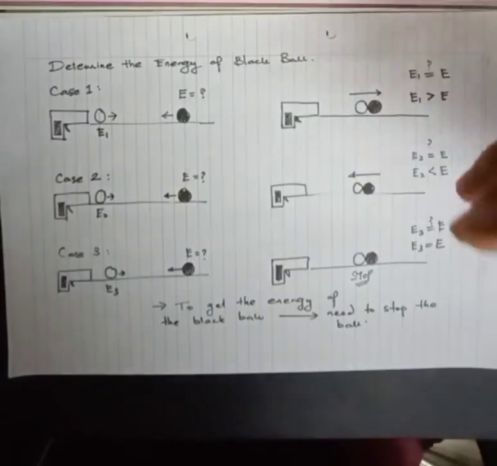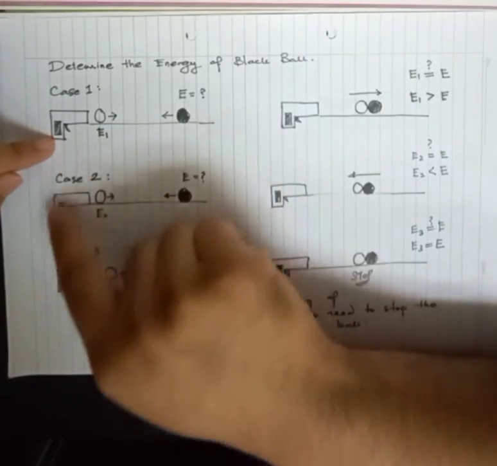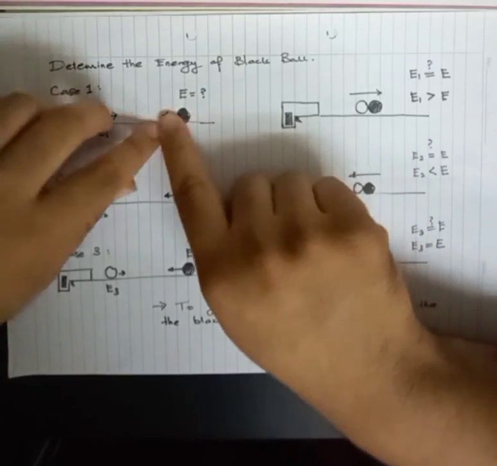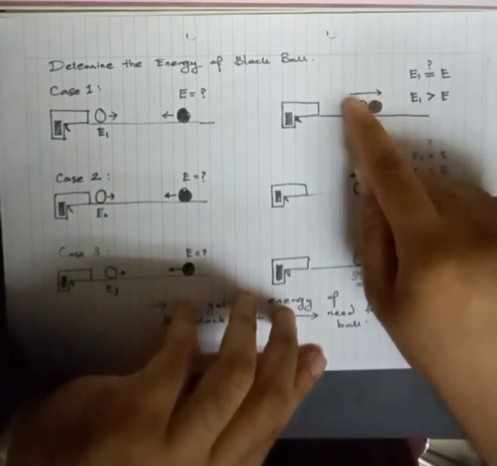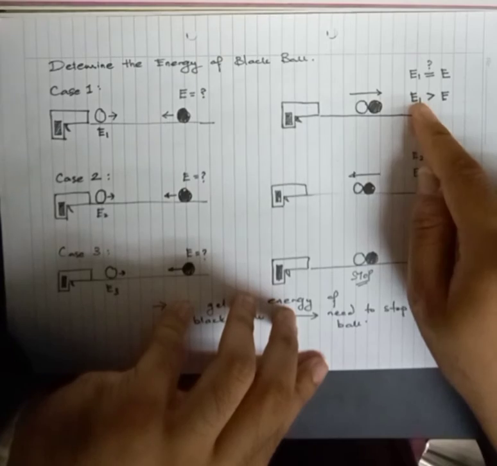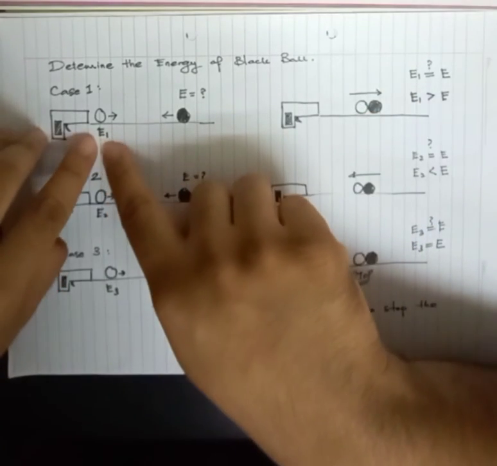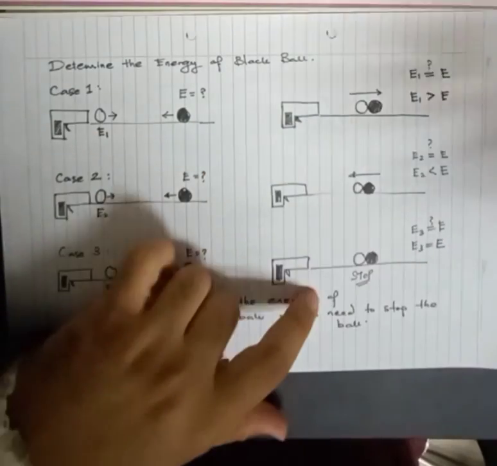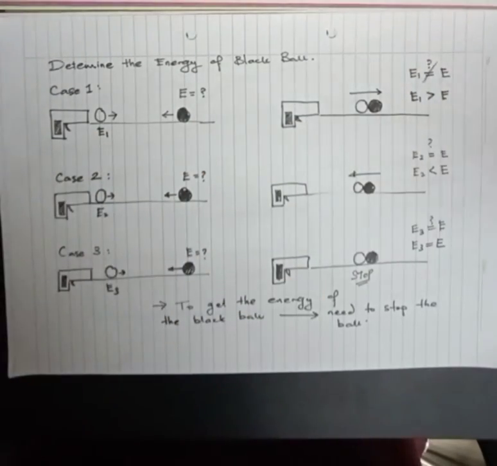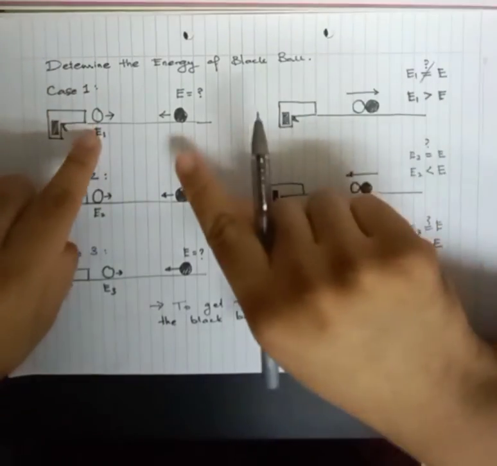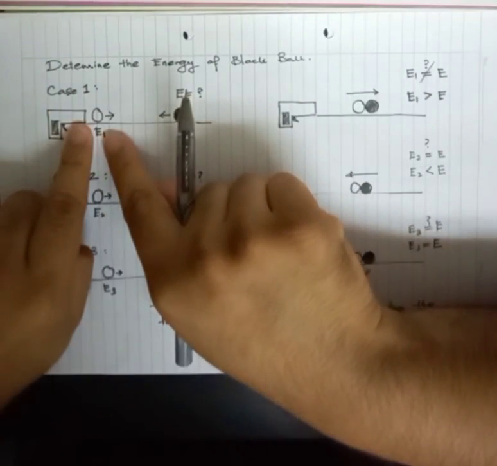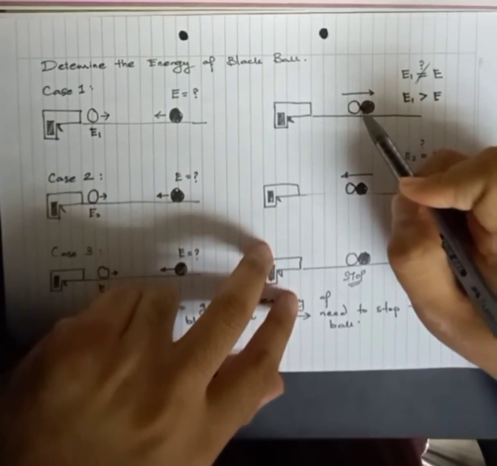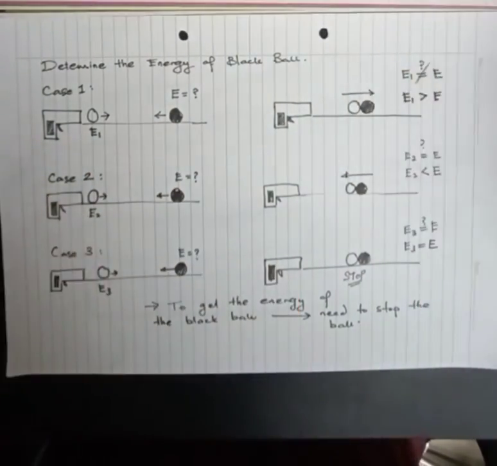Let's look at case 1. We set the energy of the white ball to be E1. We shoot, and when they hit, both balls move to the right. For this case, is the energy of the white ball equal to the energy of the black ball? No. Because the energy of the white ball is greater than the energy of the black ball, since it is able to push the black ball to the right.